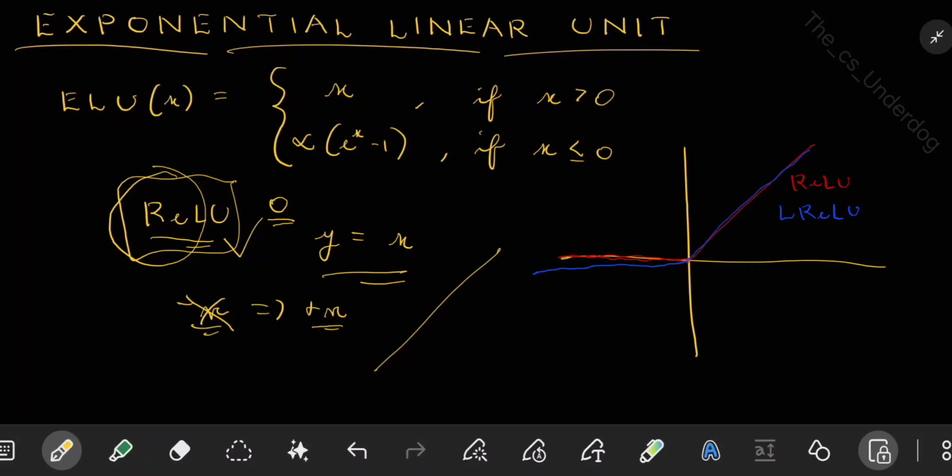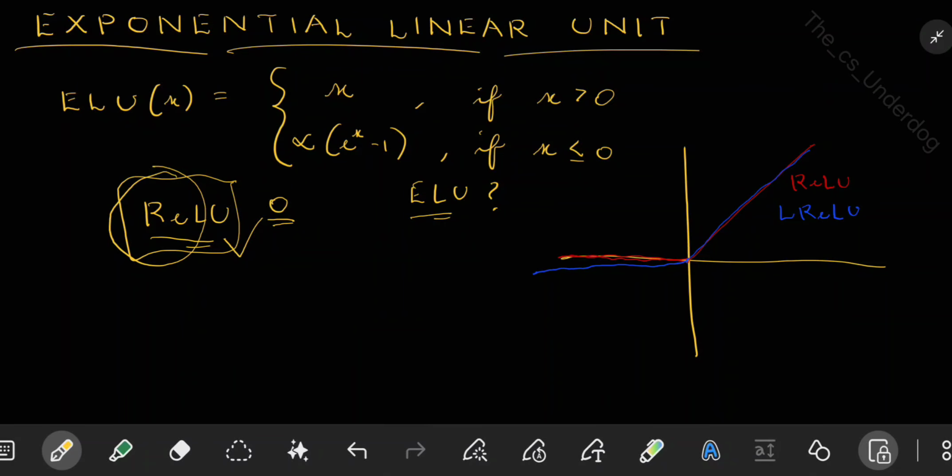The same way, why is ELU called the exponential linear unit? Can you make a guess this time? The linear unit part is the same, because on the positive side the behavior is the same. You have a y equal to x line, which is linear. That is why it is called linear unit. But why is it called exponential? Because on the negative side, you have an exponential function. Because of this exponential function, you call it exponential linear unit. So this is the logic behind ELU.